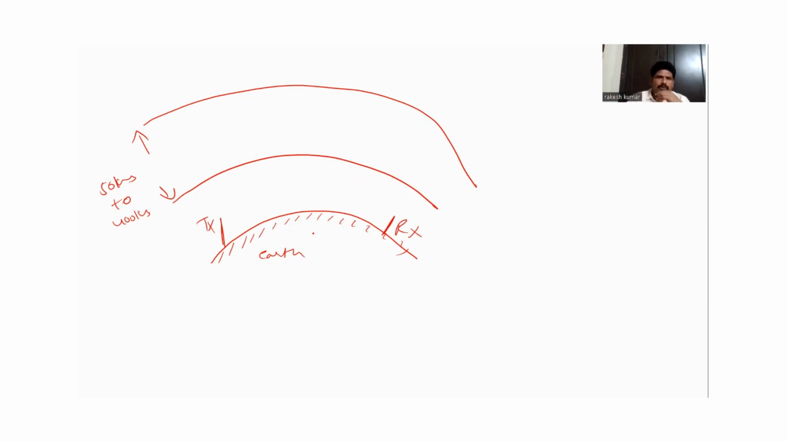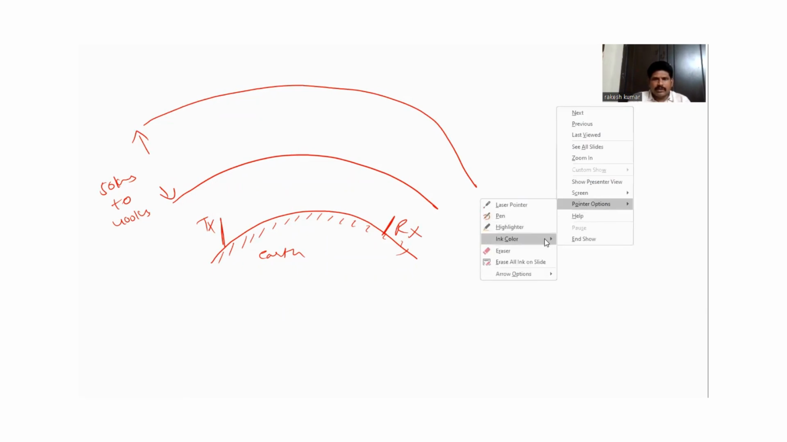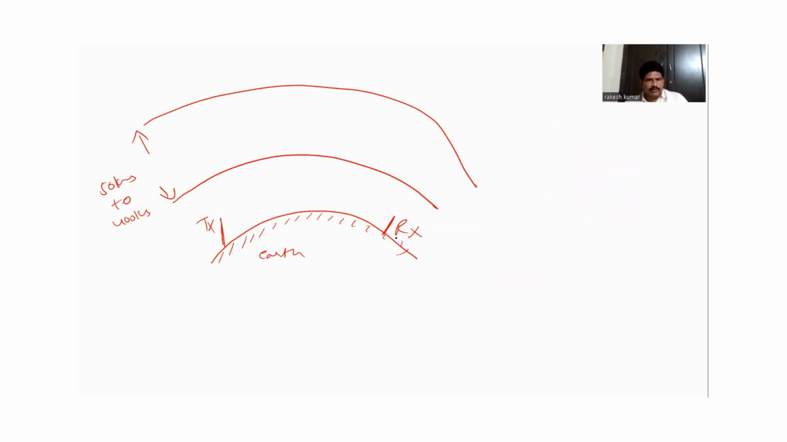So what happens if I transmit a signal from the surface whose frequency is between 2 megahertz to 30 megahertz? It enters into the ionosphere and is reflected back and comes here. How will the wave I transmitted bend back and come to the receiver?